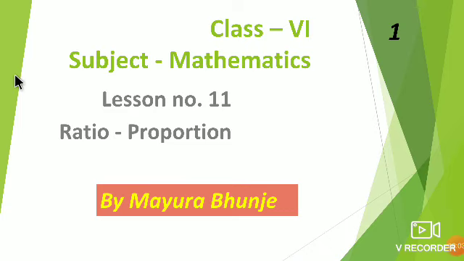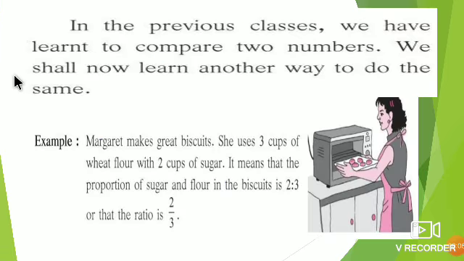Lesson number 11, Ratio and Proportion, Part 1. In the previous classes, we have learned to compare two numbers. We always compare with our friends, such as the marks obtained in the math subject and the science subject, or the marks or percentage of two students, or the height or weight of the students. We can compare these. Now, in this lesson, we are going to learn to compare in another way, in the form of proportion or ratio.